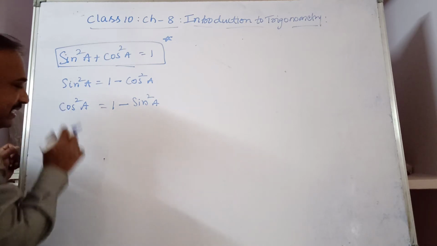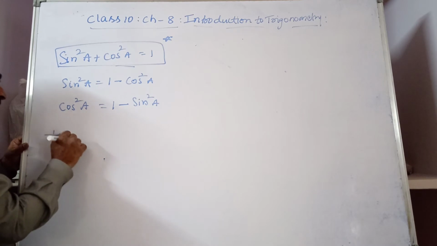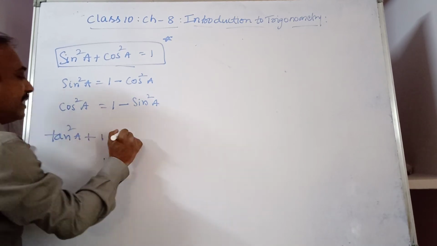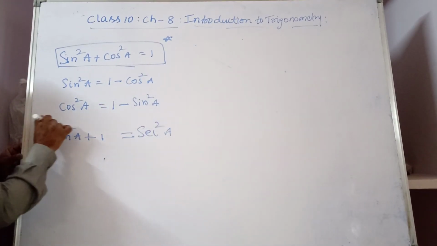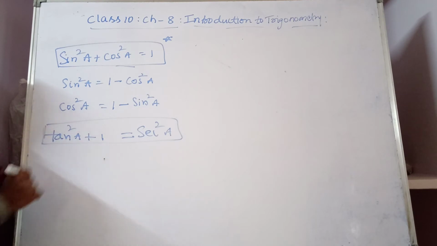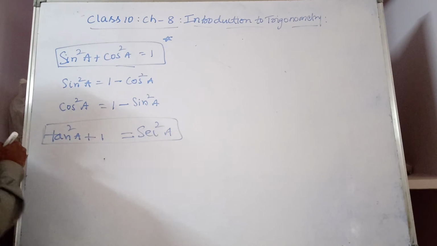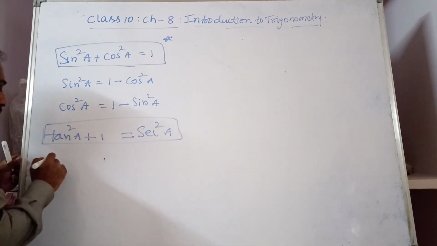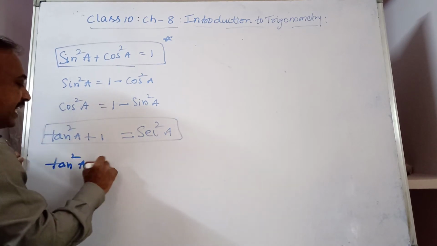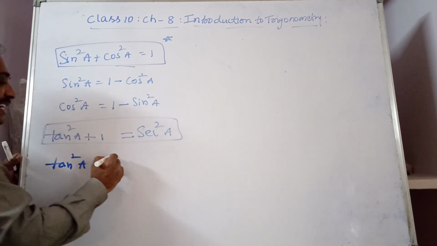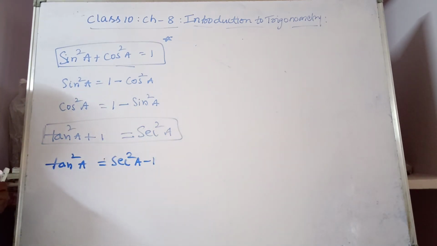Similarly, we have one more main identity. What is the main identity? Tan square A plus 1 is equal to secant square A. From this identity we can write the other identity like this. Tan square A is equal to, transpose 1 to that side, secant square A minus 1.